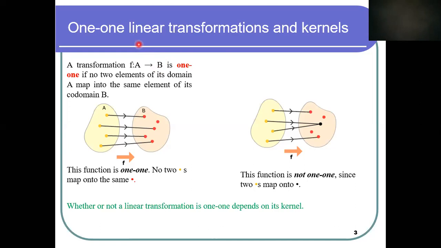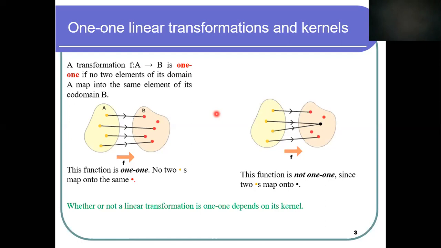So here f is just a function, a one-to-one function if it does not map into the same element of its codomain. So in that case this is one-to-one, but in this second case this is not one-to-one. So dear student, what about transformations? Whether or not a linear transformation is one-to-one depends upon the kernel of the transformation.